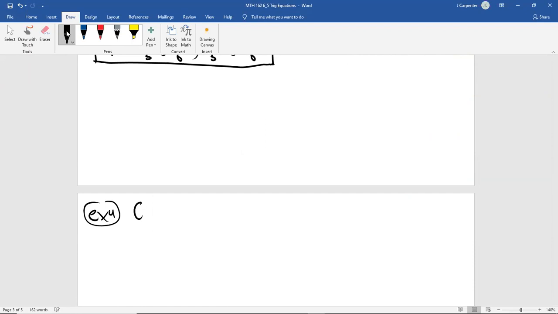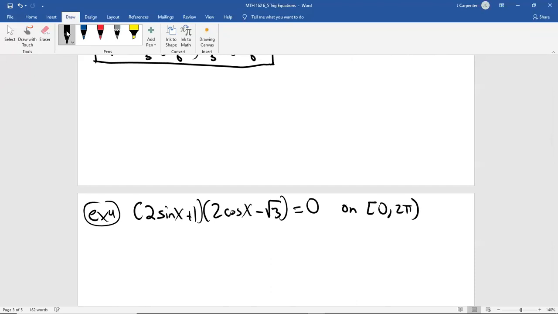Let's take something that looks like this. 2 sine of x plus 1 times 2 cosine of x minus the square root of 3, then equals 0. And we're going to solve this on 0 to 2 pi. So I am giving you restrictions. I'm telling you the #1 mistake students make is they don't pay attention to restrictions.